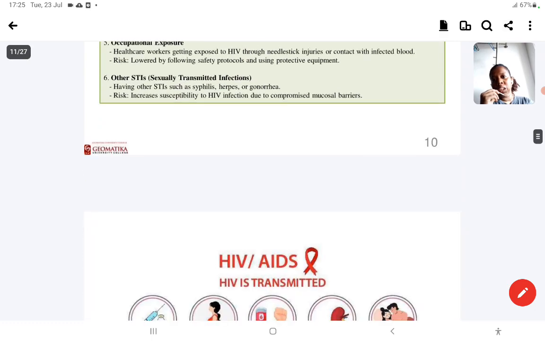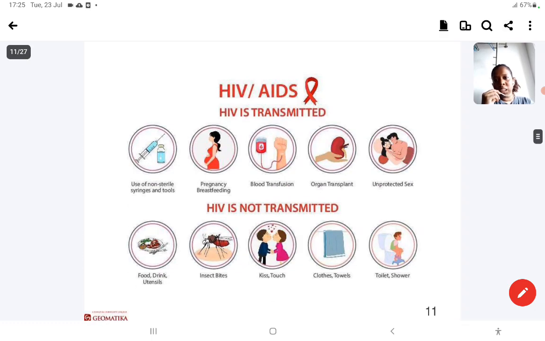Okay, next, this picture shows how HIV is transmitted: using non-sterile syringes or tools, pregnancy, breastfeeding, blood transfusion, organ transplant, and unprotected sex. HIV is not transmitted through food, drink, insect bites, kissing, touching, or clothes, towels, toilet, and shower.